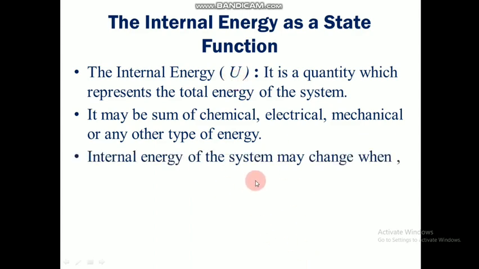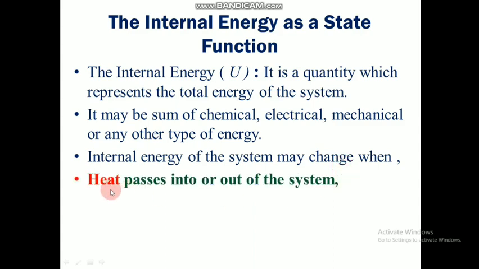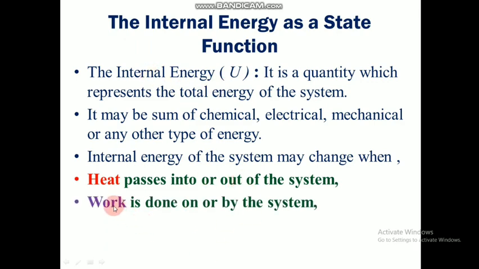The internal energy of a system can be changed when heat passes into or out of the system. Just think of a chemical reaction. A reactant we are taking and we are heating it. Once we heat it, the energy of the reactant increases, right? So when the energy increases, internal energy also increases. So heating is a method by which we can increase the internal energy, and cooling is a method by which we can decrease the internal energy. And work is done on the system or by the system.